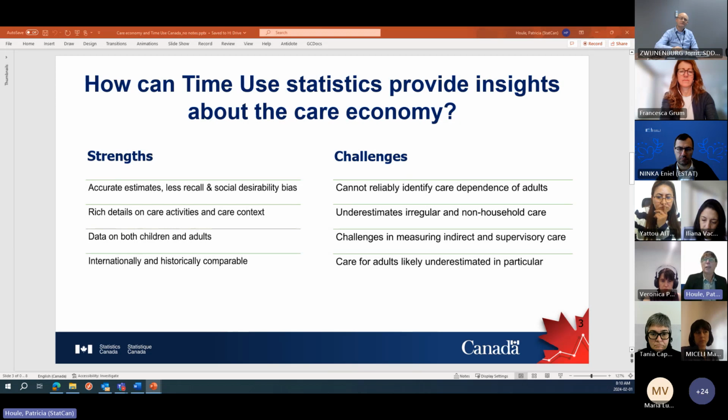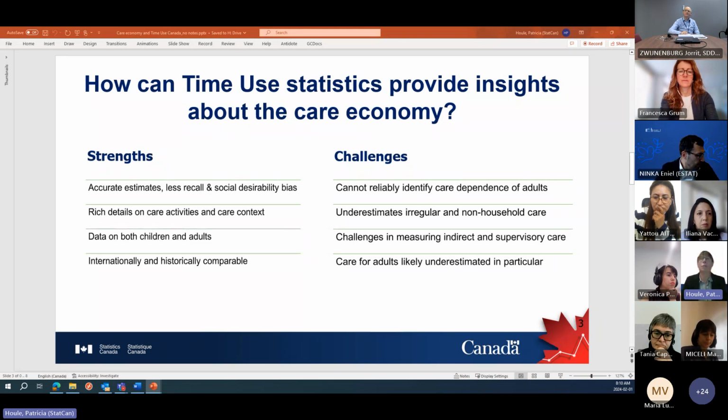Challenges include that it's very difficult to identify the care recipient, especially if there's no specific question being asked. Some surveys have the "for whom" question, but "for whom" doesn't depict if this person is in need of this care or if it's just being done for other reasons. So this is difficult.